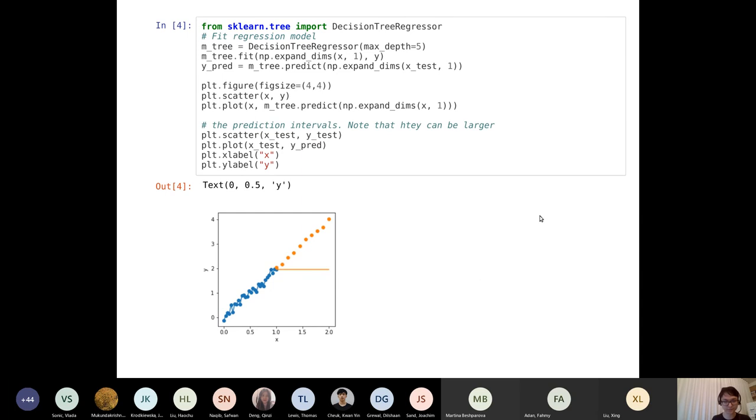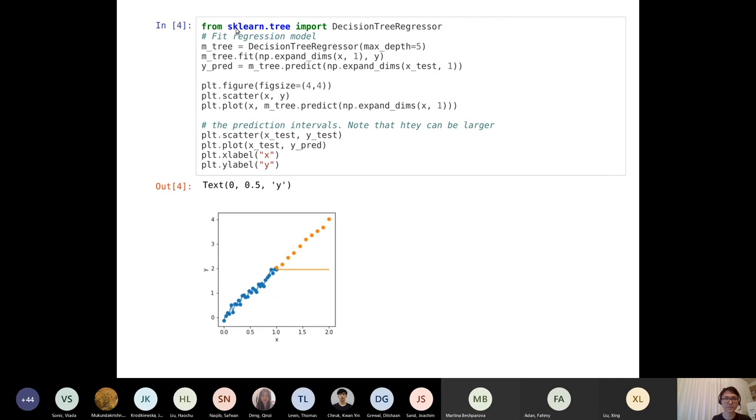So let's fit a decision tree. I'm going to fit a simple decision tree with just one tree. I can code it up myself and do all sorts of tree building, binary trees and stuff, which is I guess very useful for coding interviews, but in practice this is rarely done unless you're doing research.